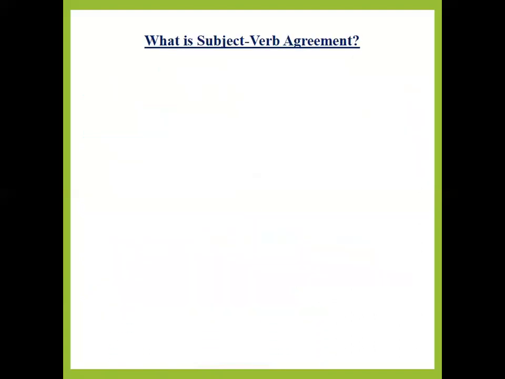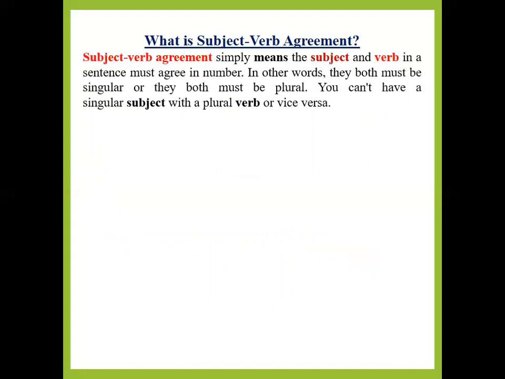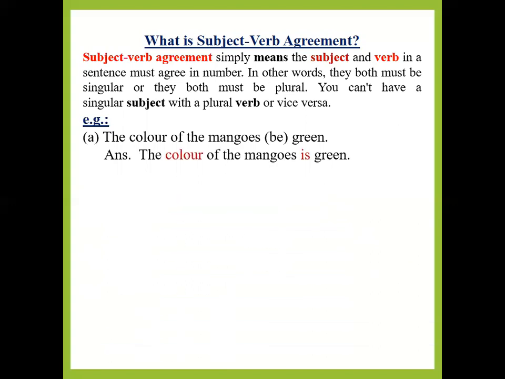What is subject verb agreement? Subject verb agreement simply means the subject and verb in a sentence must agree in number. In other words, they both must be singular or they both must be plural. You can't have a singular subject with a plural verb or vice versa. For example, the color of the mangoes dash green. The color of the mangoes is green.